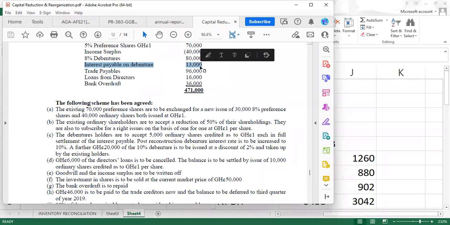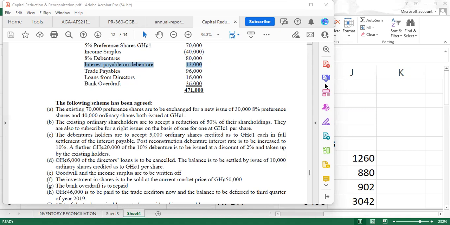13,000. So what is happening, a gain or loss? We are gaining. How much? 8,000. So on the debenture interest, you are owing someone 13,000. Another person says, "Oh, give me 5,000, I will take." It means that the person is letting go of 8,000, which is a gain to you, because you should have paid that money.